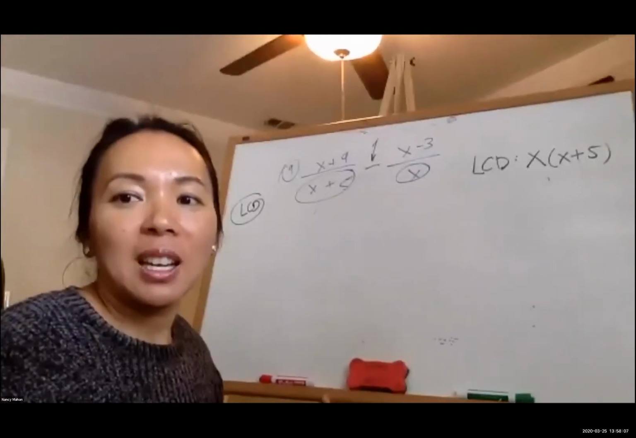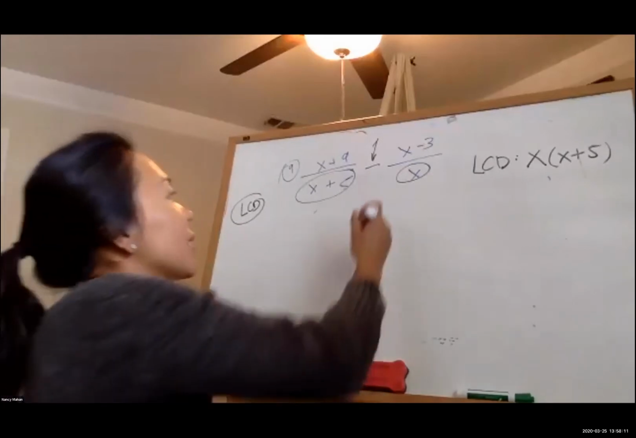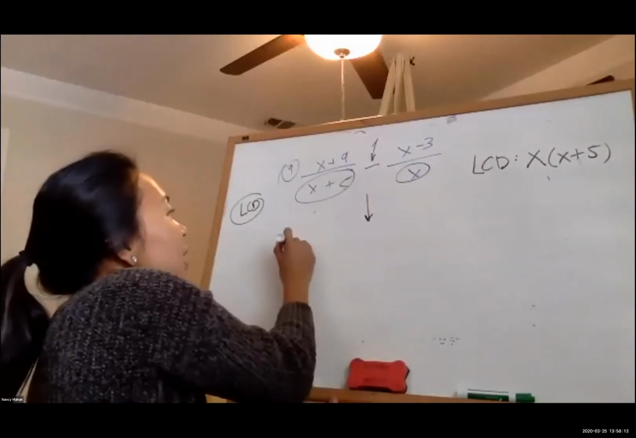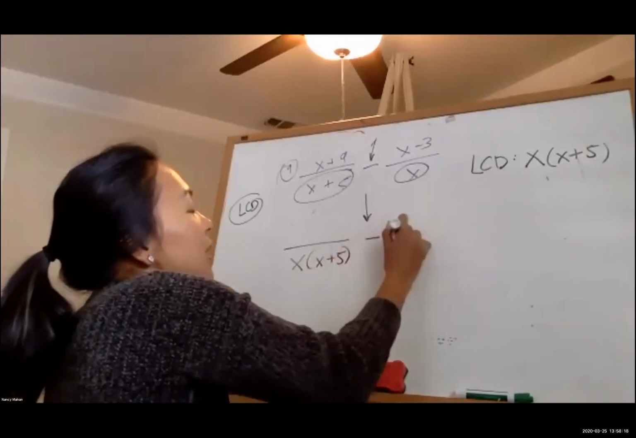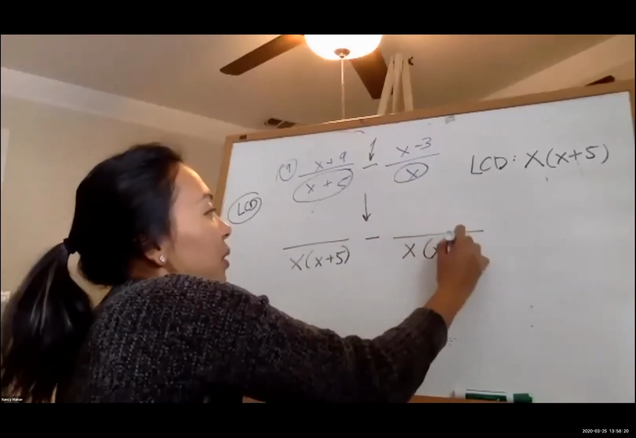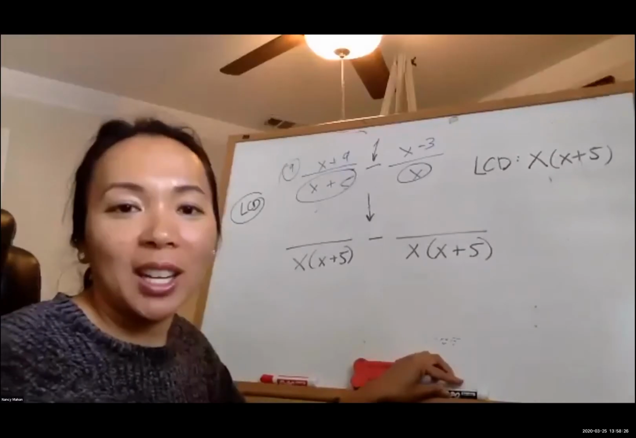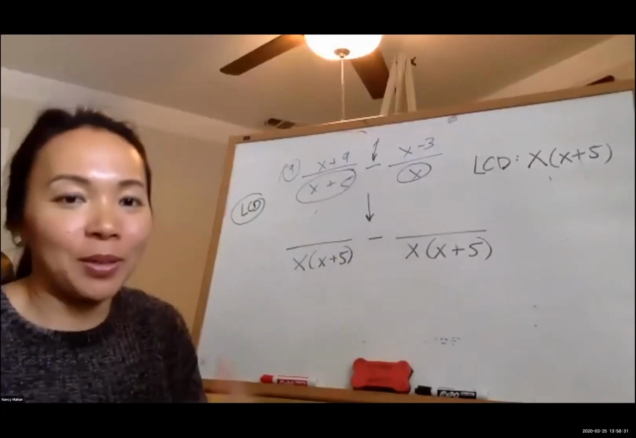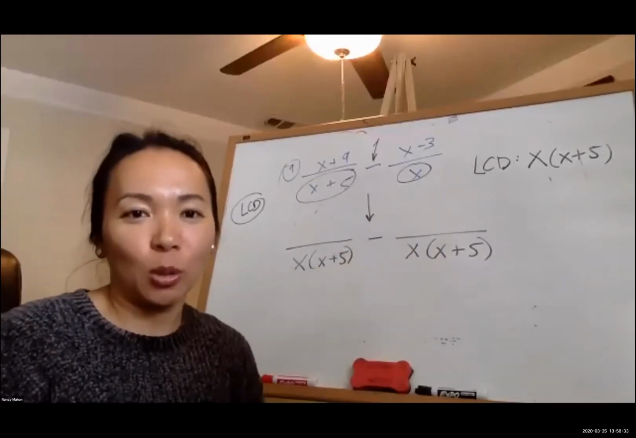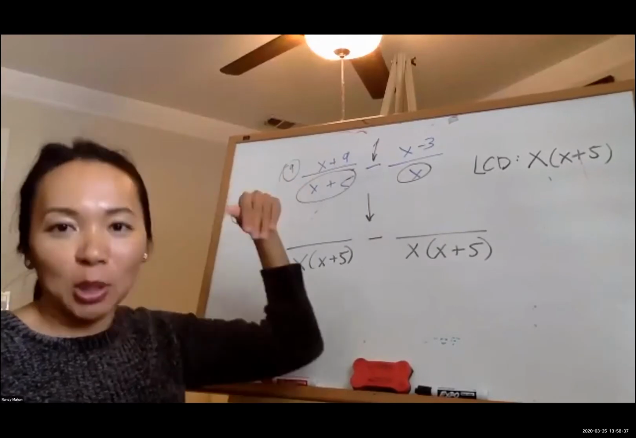Right, perfect. So now we're going to have to rewrite the fractions with the LCD. So I'm going to rewrite it with the LCD, X times X plus 5 minus X times X plus 5. And the powerful thing about math is that you can change a fraction to its equivalent fraction. You're very powerful to do that, as long as you follow the rules. And the rule is, whatever you multiply on the bottom, you must multiply on top.